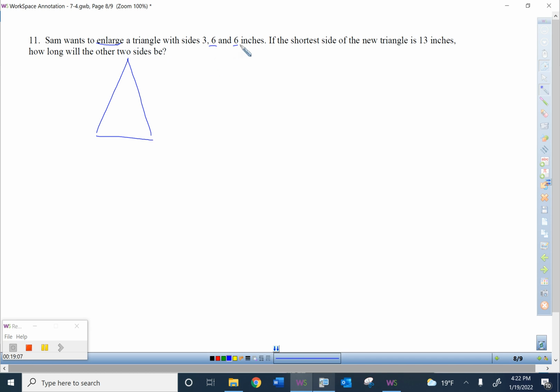And then we're going to label those numbers. 3 is the different side, and the other two that match are the 6. But again, labels are important. We're putting inches on all those. We want to enlarge this, so we're making it bigger. But you're welcome to just draw it the same size with that same shape if you want. And it says the shortest side of that new triangle is 13. I like using the same side just so I can easily see which one's the shortest. That's this bottom one. It is 13 inches.